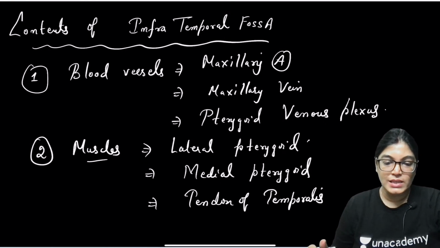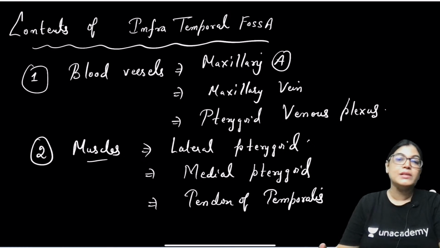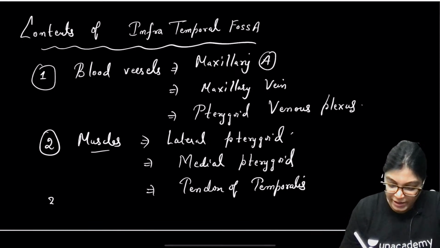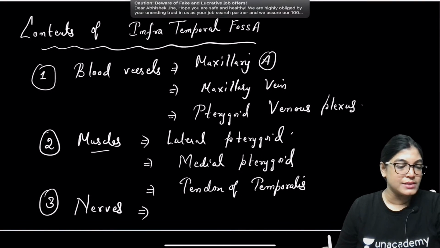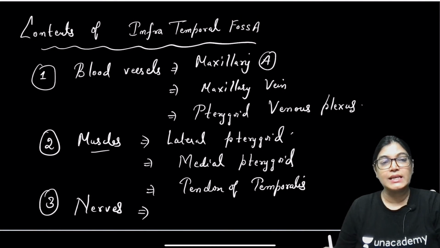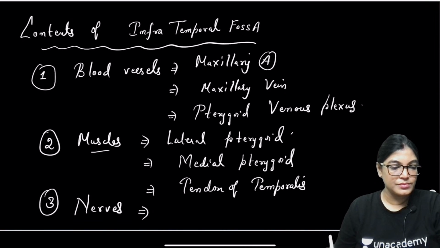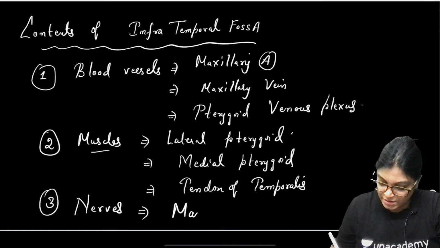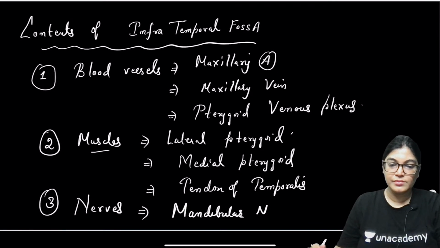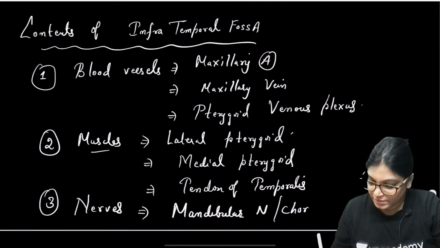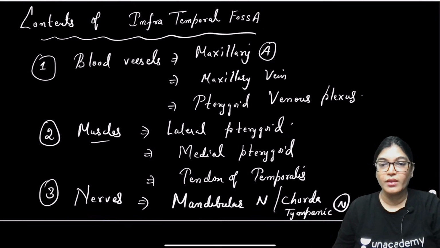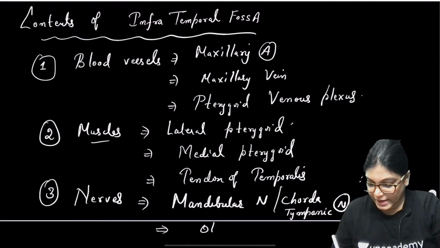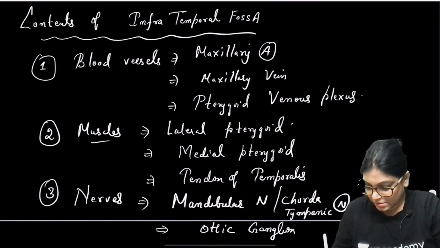So what else? Anything else which I have missed out? Yes, I have missed out the nerves. The third content which I want to elaborate is the nerves residing inside the infratemporal fossa. Which nerves? Anyone want to give the answer? Which nerve resides in the infratemporal region? Mandibular nerve, chorda tympani nerve, and one more is the ganglion, the otic ganglion. Got it?